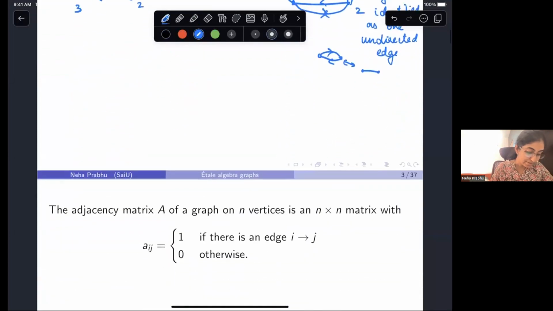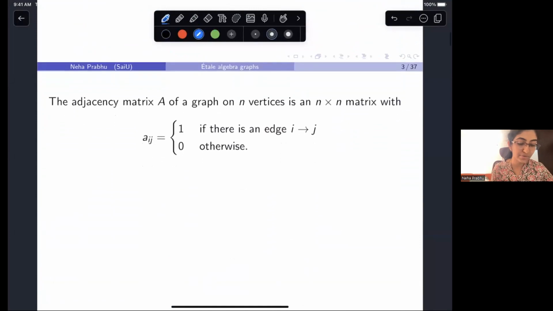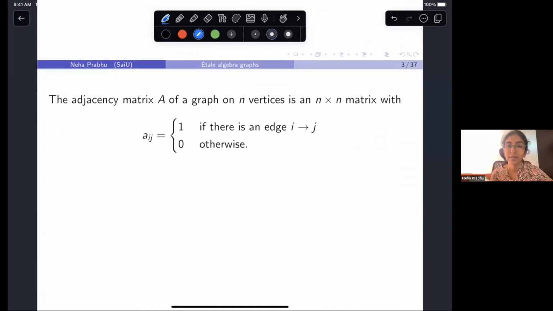Okay, so what do we do once we have graphs? Well, one thing you can do to study the graph is to look at its adjacency matrix. The adjacency matrix of a graph is a matrix where every vertex is represented by each row and column, and there is a 1 at the ijth position if there's an edge from i to j. I'm looking at it as a directed edge, and it's 0 otherwise.